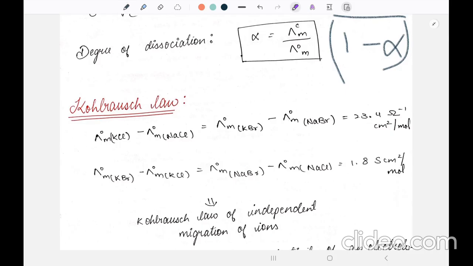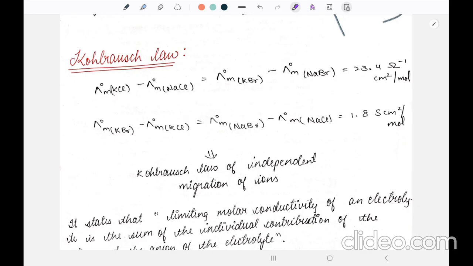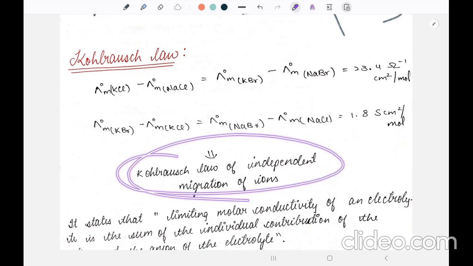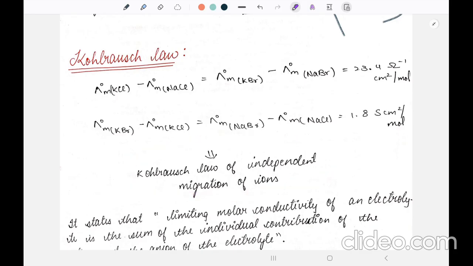He explained the limiting molar conductivity values for a number of strong electrolytes and found that for a pair of electrolytes with the same negative ion but differing only in the positive ions, the difference in the value of limiting molar conductivity is a constant. Similarly, with a common cation, the difference of the limiting molar conductivity values is also found to be constant. So the above observation led to formulate Kohlrausch's law of independent migration of ions.